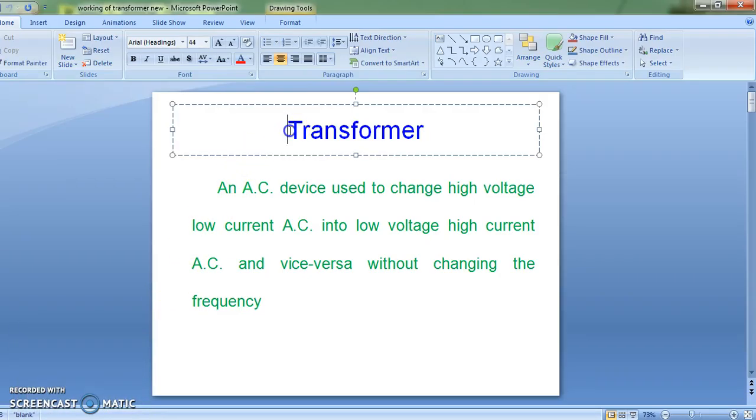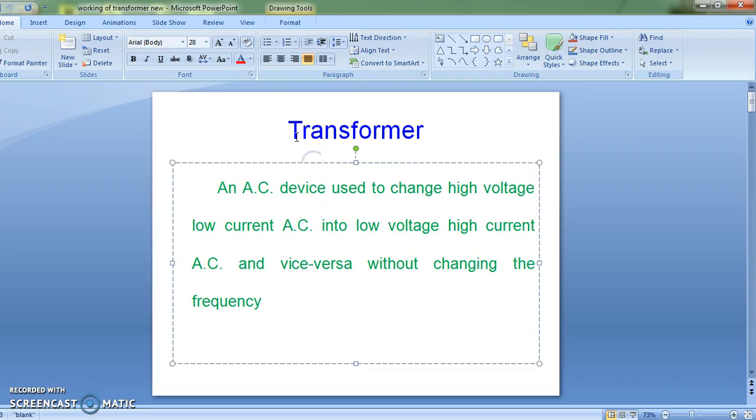Welcome. Today we will see the transformer. It is an AC device used to change high voltage low current AC into low voltage high current AC and vice versa without changing the frequency.